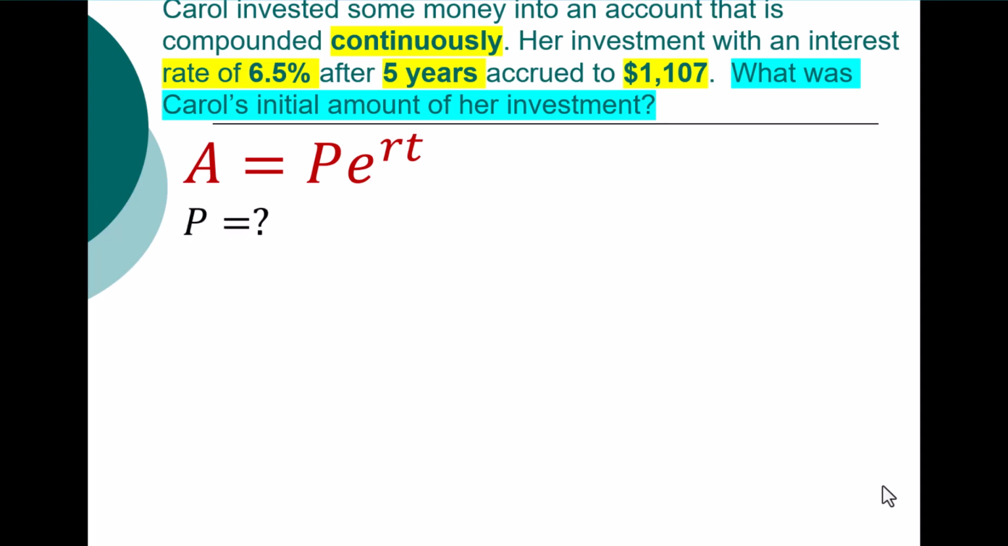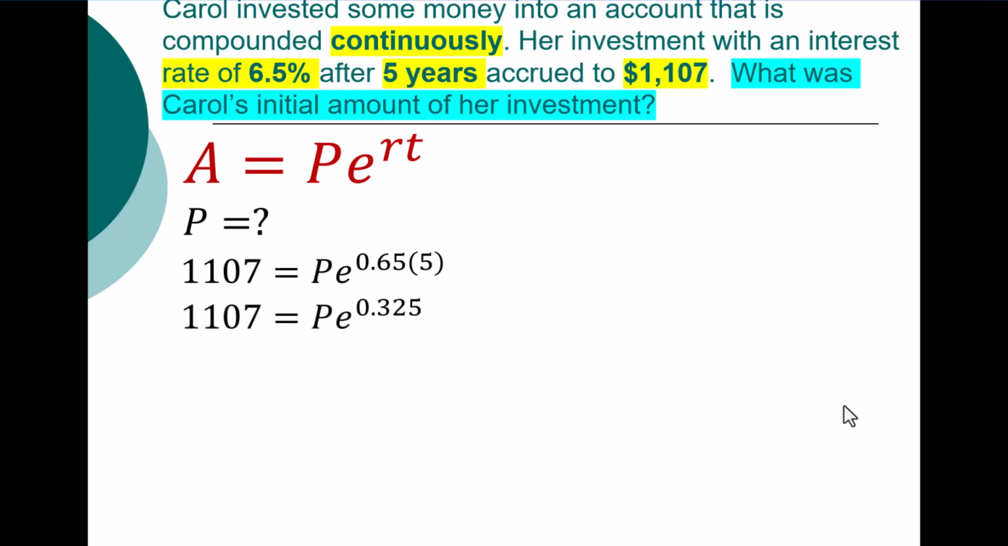Plug that into the formula. Okay, we don't have the initial amount. That's what we're looking for. We do have the total amount. So we're going to put in $1,107 for the total equals P. Again, we're looking for P, so that's going to remain our variable. e is a number like pi, it's Euler's number, and that's raised to the 0.065. We need to change that to a decimal and then multiply by time. Okay, our time is 5 years.